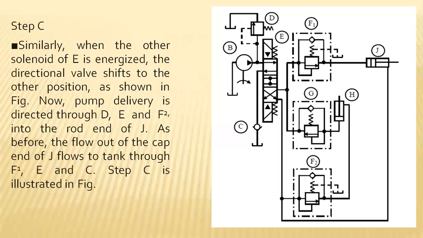And next, what will be the condition? Step C will have the detail. When the other solenoid valve E is energized, the directional control valve shifts to the position shown in the figure, and the pump delivers the fluid through D, E, and F2.